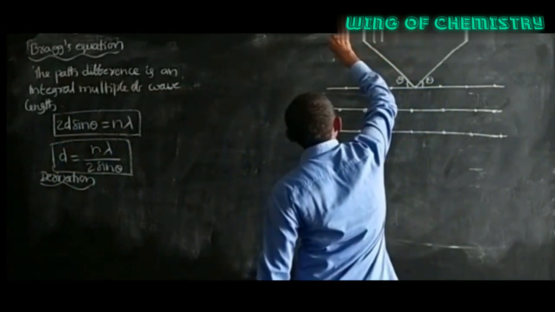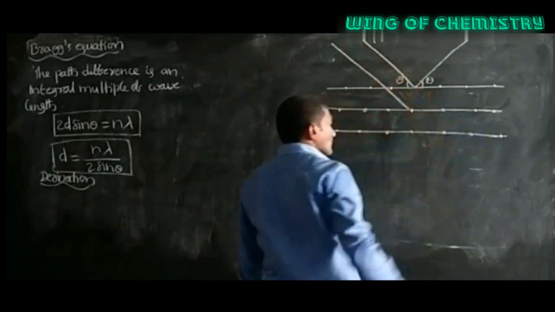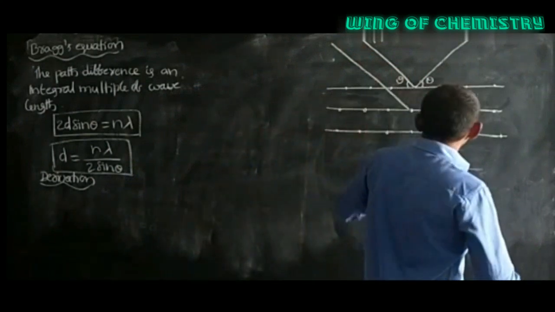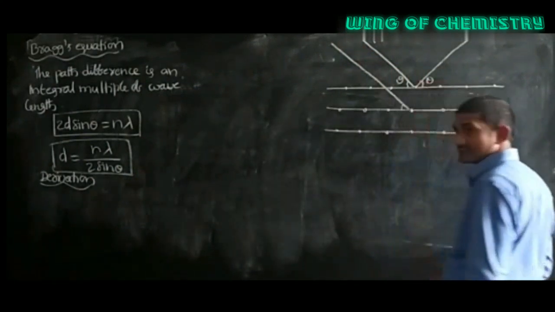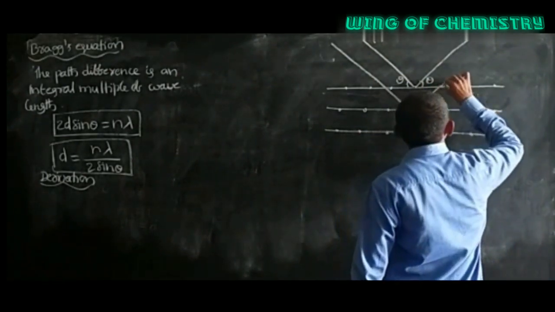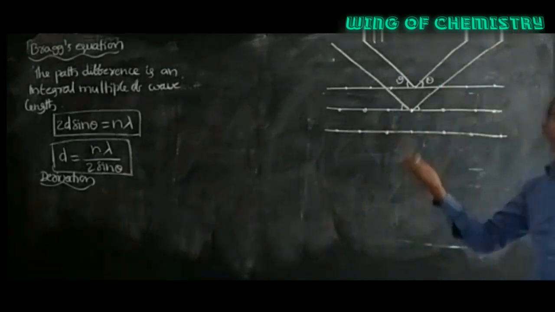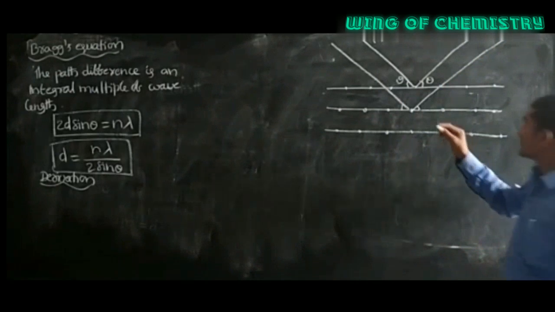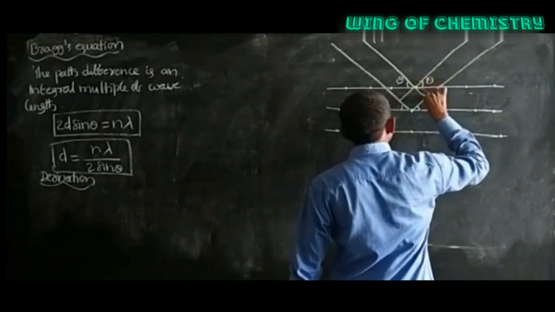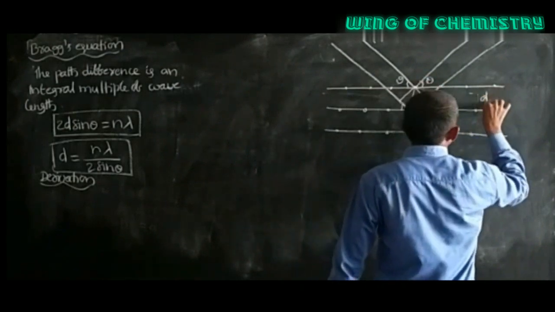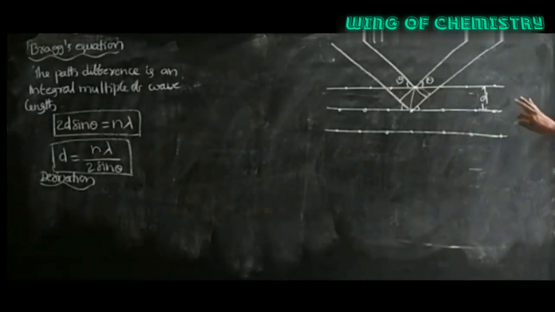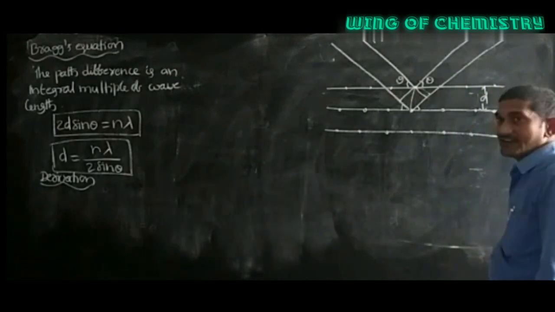And the second X-ray strikes the second layer with an angle of theta and is diffracted with an angle of theta. D is the interplanar distance between the layers.